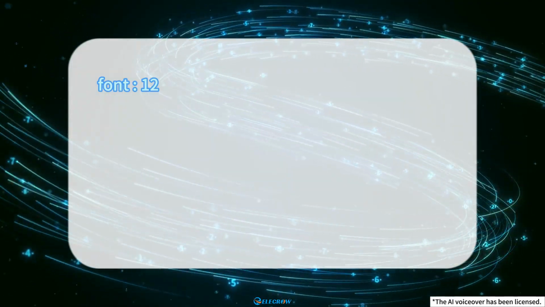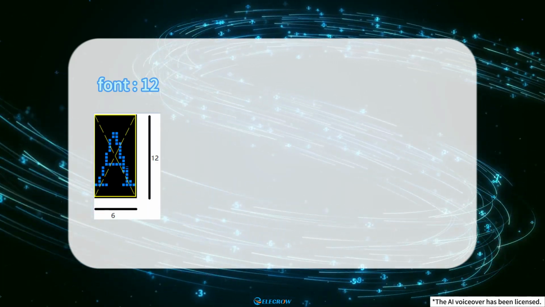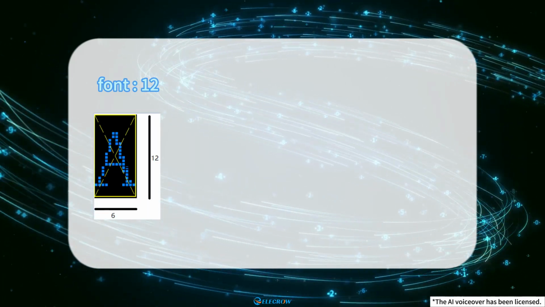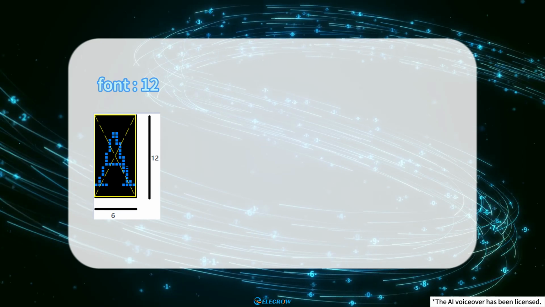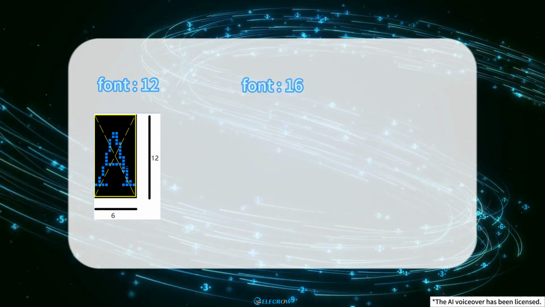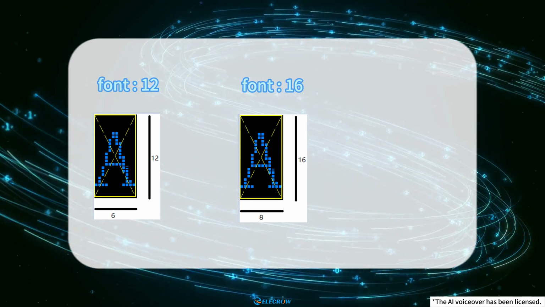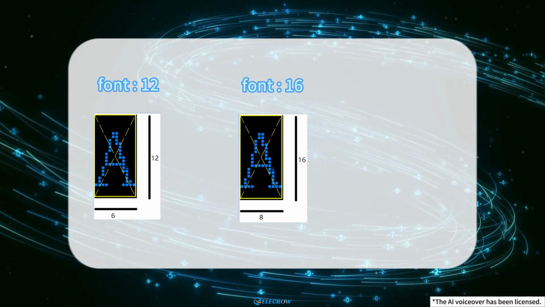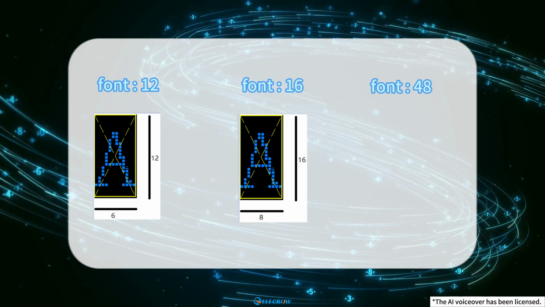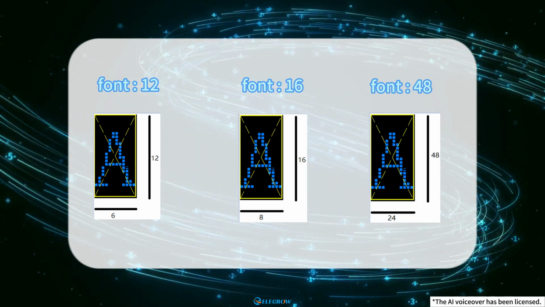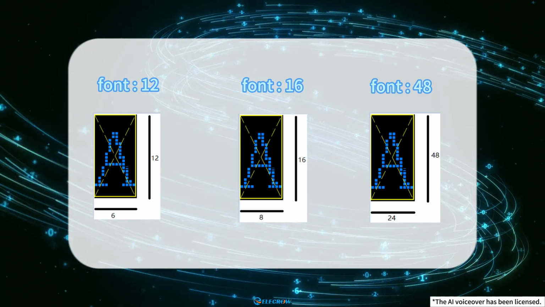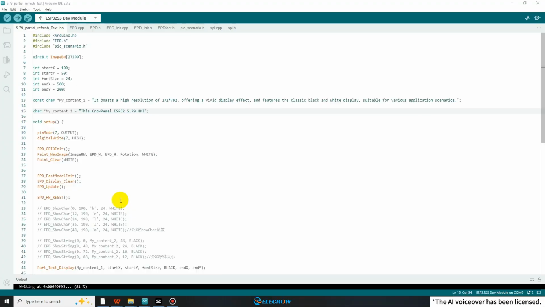If the font size is 12, the width of each character is 6, and the vertical spacing of each character is 12. If the font size is 16, the width of each character is 8, and the vertical spacing of each character is 16. If the font size is 48, the width of each character is 24, and the vertical spacing of each character is 48. After understanding these functions, you only need to determine the parameters of the part text display function during your use.